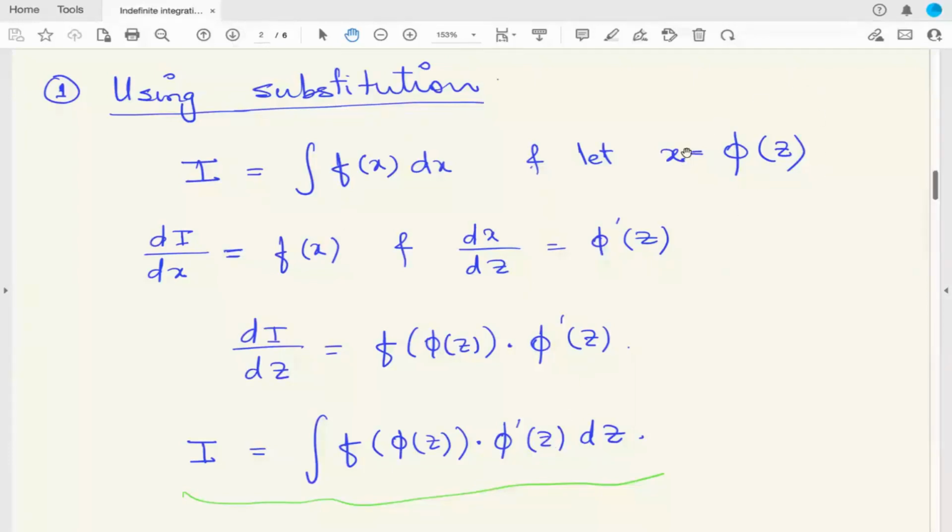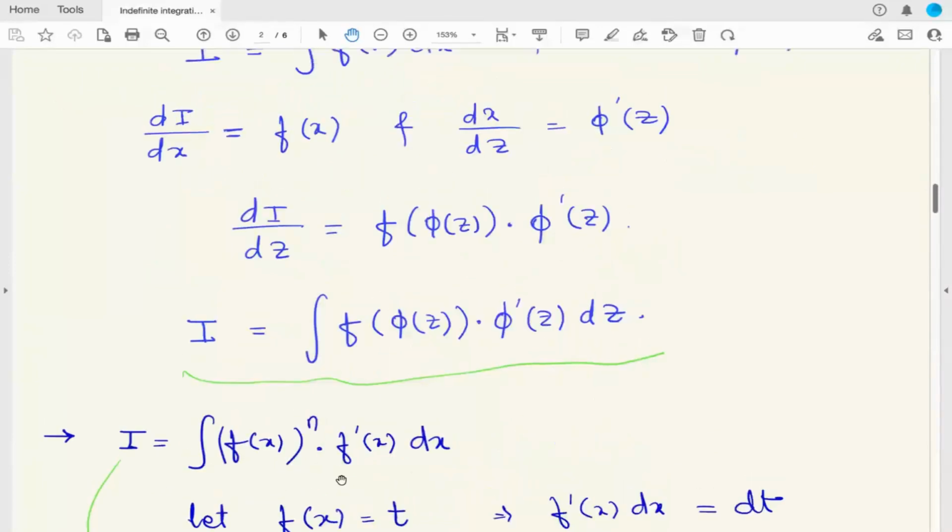So when we differentiate it, we get the value of dx by dz in terms of z. We differentiate this x in terms of z. So what we get, dx by dz here, is equal to phi dash z. So if we substitute the value of dx, we get phi dash z dz. So this is our new integral.